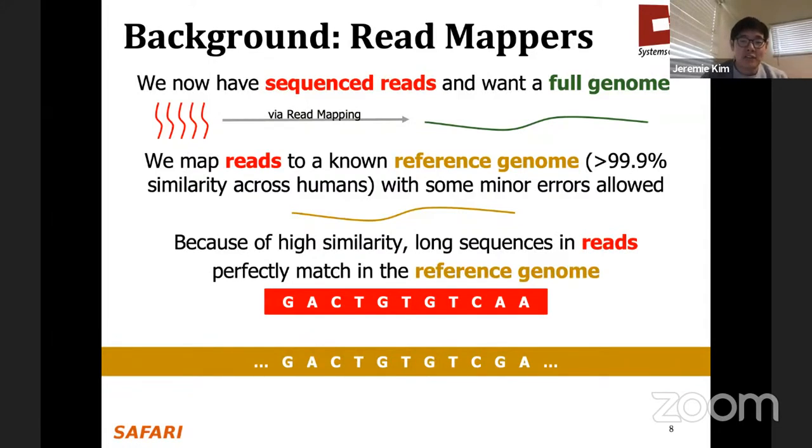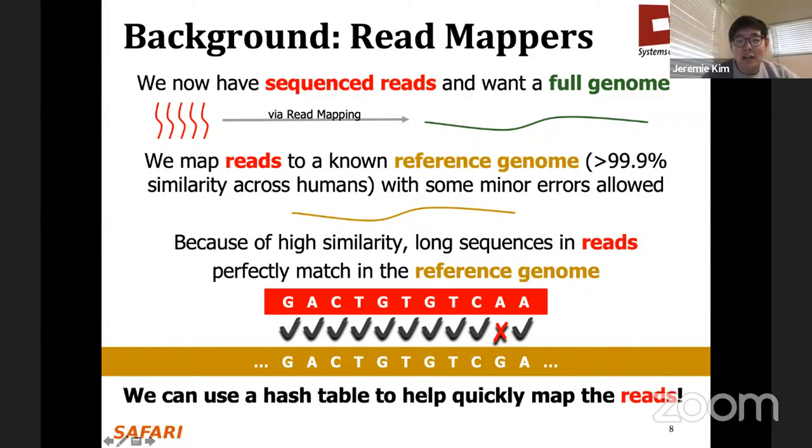So here we have 9 sequential nucleotides in this read, this red strand read here of size 11, that match perfectly to the reference genome. So we can use hash tables to quickly help map the reads. And I'll talk about how we do that next.